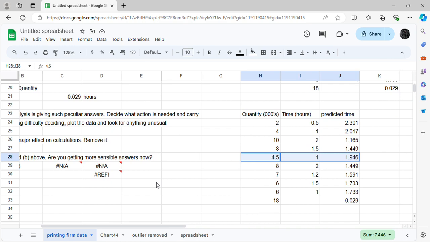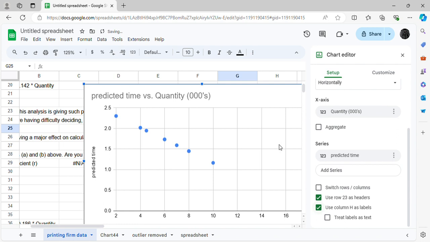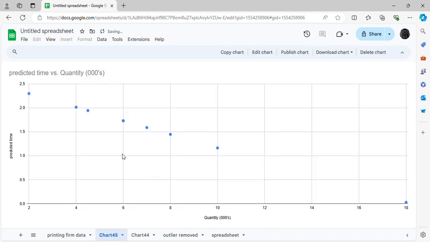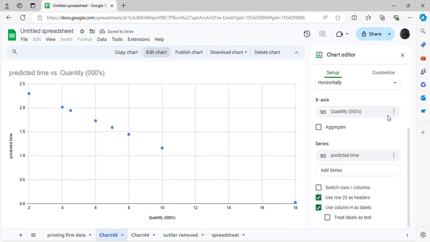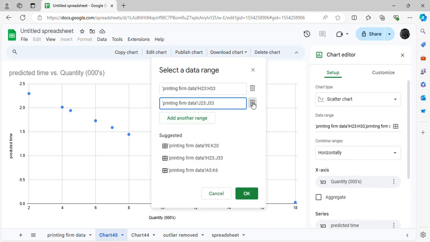So now if we plot that, in an empty cell, click on Insert, click on Chart, and move this chart to a new sheet, to our sheet. Click on Edit Chart, and let's select the data range.